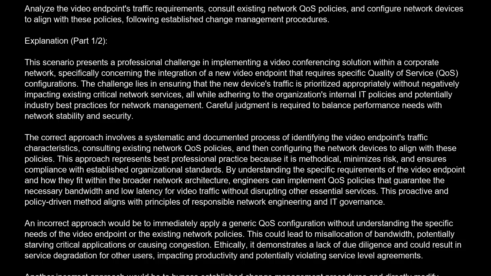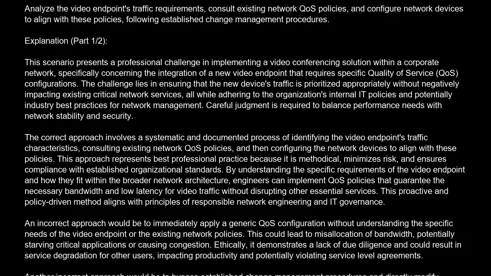The correct approach involves a systematic and documented process of identifying the video endpoint's traffic characteristics, consulting existing network QoS policies, and then configuring the network devices to align with these policies. This approach represents best professional practice because it is methodical, minimizes risk, and ensures compliance with established organizational standards.